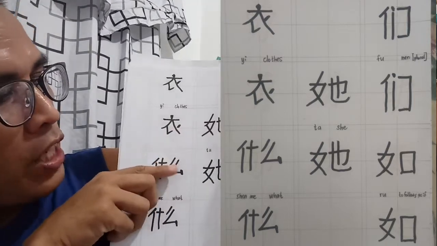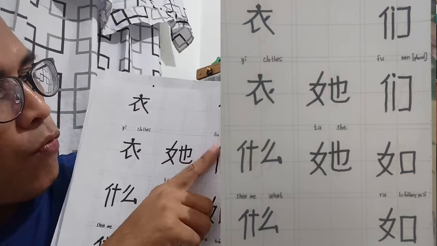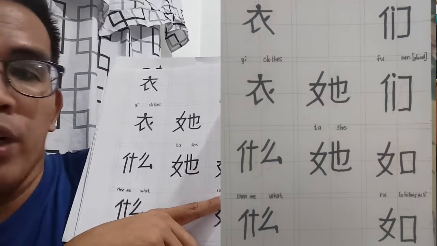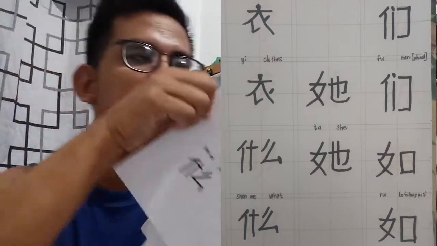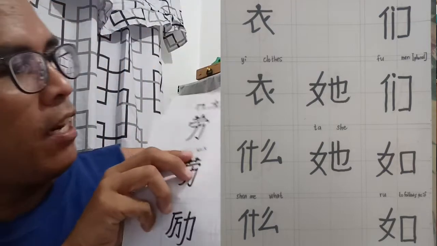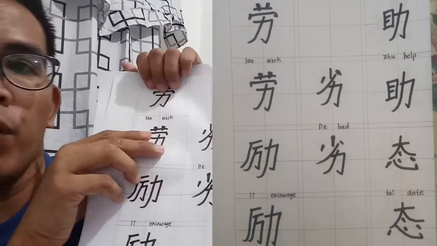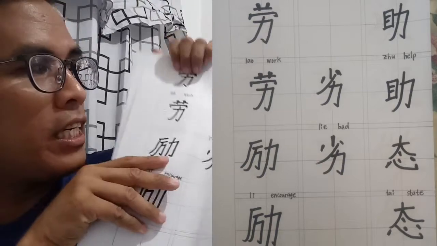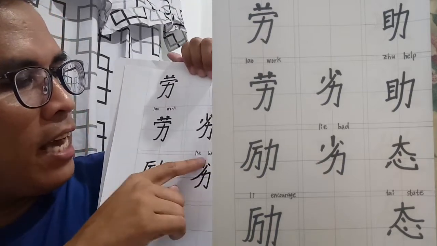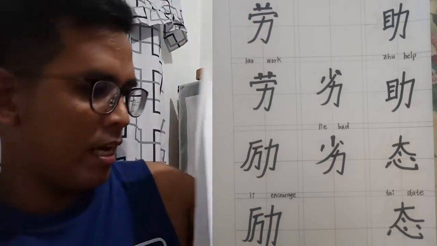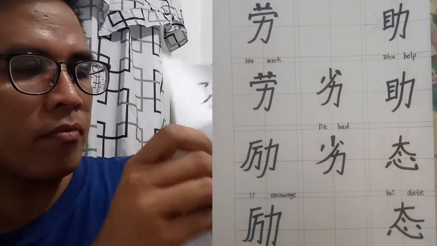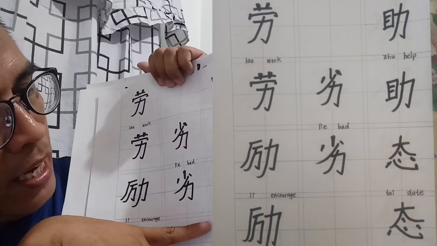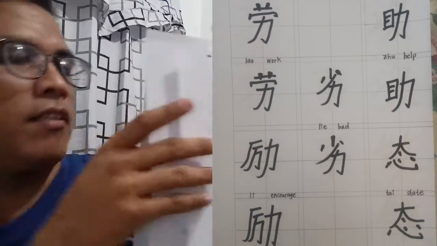And then we also have this one, yi for clothes, shinmei for what. Then we have ta for she. And then we have fu for men, that is a plural form. And then the ru for to follow or as if. Then another one, we have lao for work. Then li for encourage. You see another one, another li. Right? And then lie, that is bad. Okay, sorry. And then we have zu for help. And tai for state.